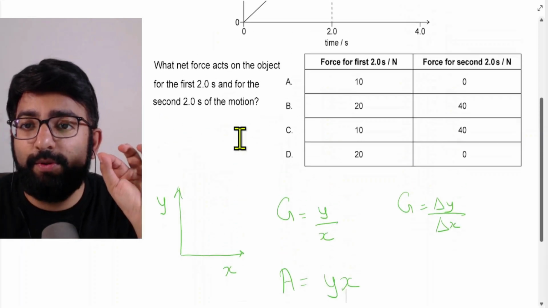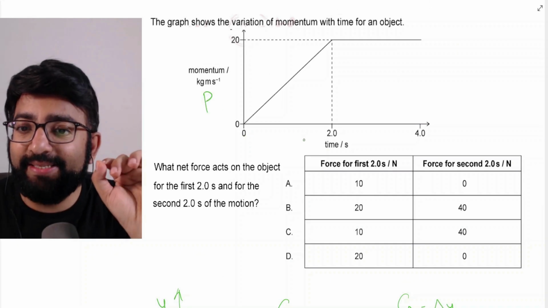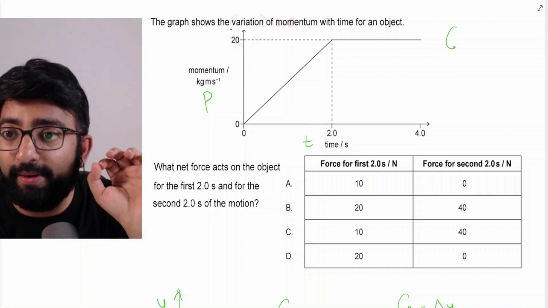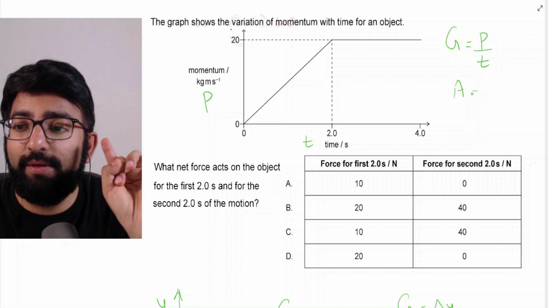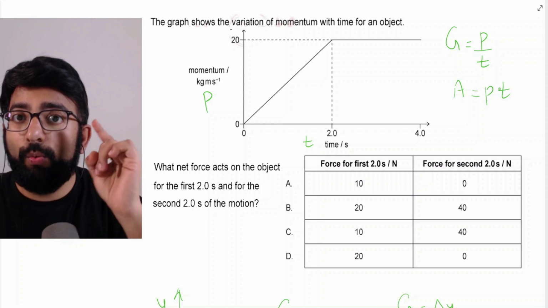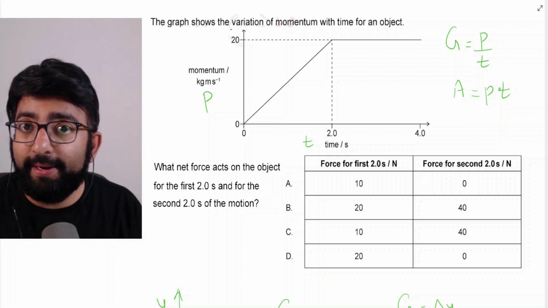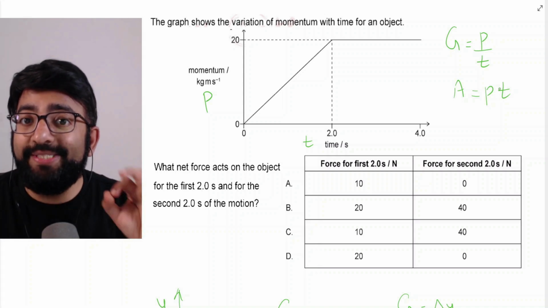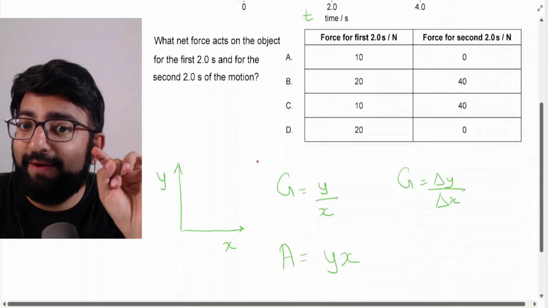Now let's go back to the question. Y-axis is momentum p, x-axis is time. So the gradient will be p upon t and the area under the graph will be p into t. Now which one do we take, gradient or the area? That will depend on whether we have a formula which connects momentum with time. If you think about it, yes, we have the formula.